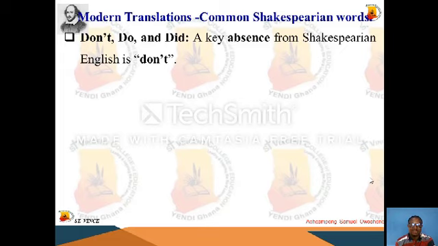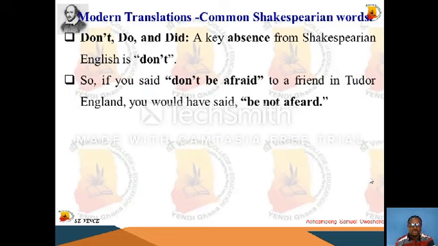Okay, a key absence from Shakespearean English: you don't easily use "don't"; you use "ought not" or "do not have to." So if you wanted to say "don't be afraid," in Shakespearean time they wouldn't use "don't" because it wasn't there in their time. So you say "don't be afeared" or "be not afeared."